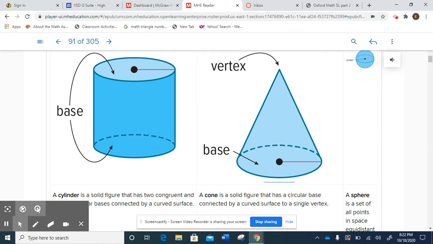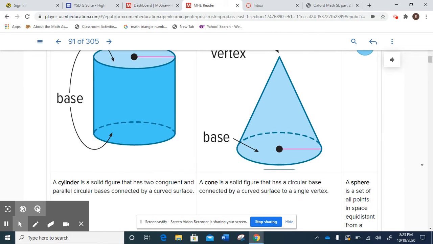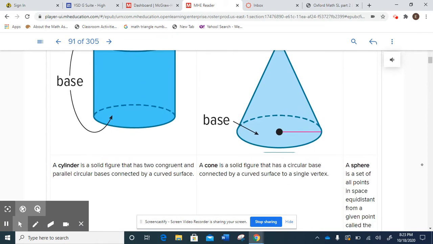We have a cylinder, which is basically kind of like a pop can. We have a cone, which is like an ice cream cone, has a circle at the bottom and meets up at a point. It's not a pyramid, it's a cone. And then the last one is a sphere there. Basically a three-dimensional circled point.